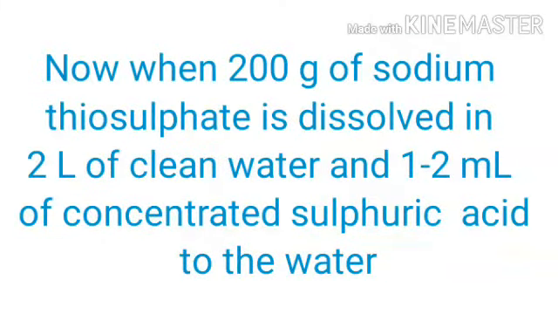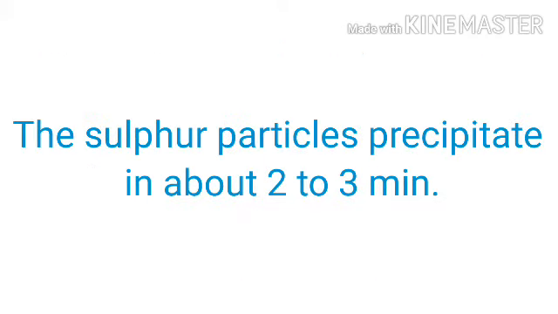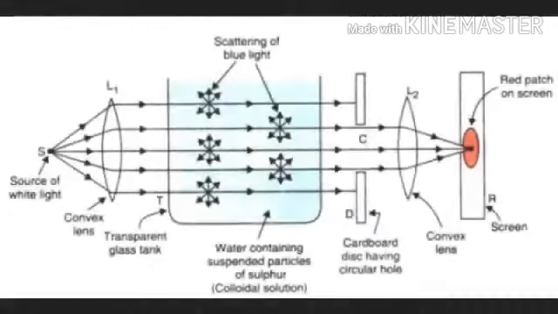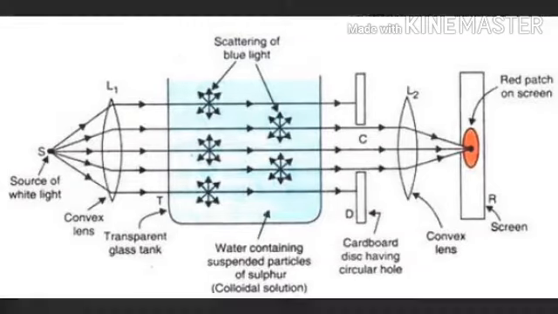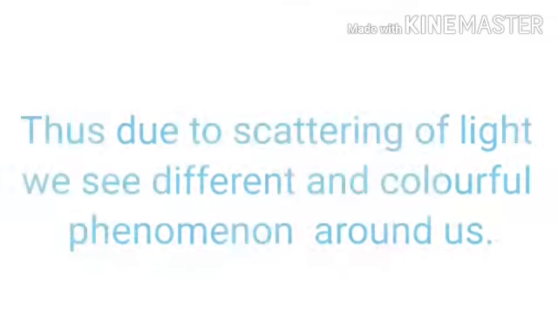Now when 200 gram of sodium thiosulfate is dissolved in 2 liters of clean water and 1 to 2 ml of concentrated sulfuric acid is added to the water, the sulfur particles start precipitating after 2-3 minutes. That means they become a little bit bigger. And what we observe is a color which changes from orange to red crimson. So the change in the color is due to scattering of light.